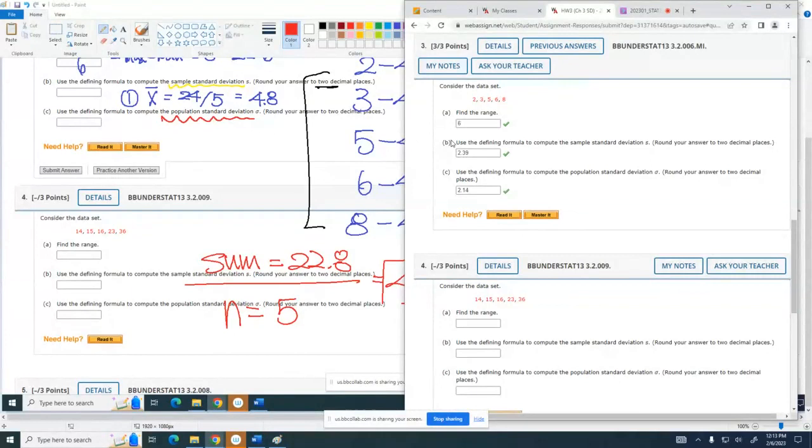So do you have an idea? Yeah, so by 60 steps, we can get the sample standard deviation, but special case, just divide by n. Don't forget, take your square root, get the population standard deviation. Thank you for asking me.